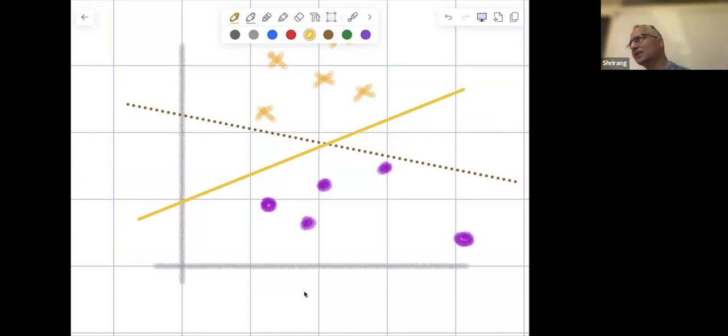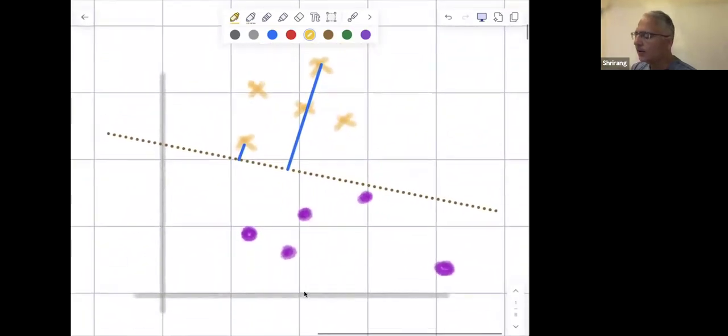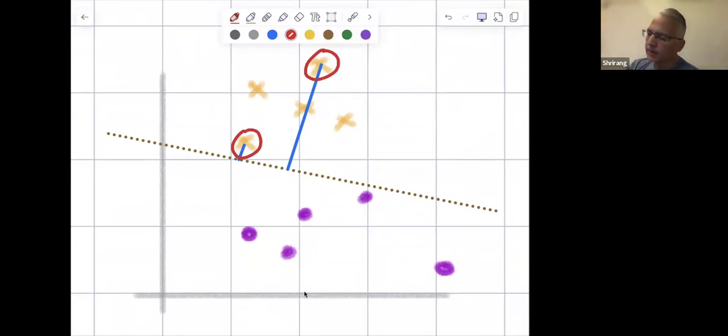So how do we calculate equidistant? We need to calculate distances. How do we calculate distances? W transpose X. We take the dot product, right? Okay. So what we can say is that for this particular hyperplane, if I take this point, versus this point, which is more important to me? 1 or 2?